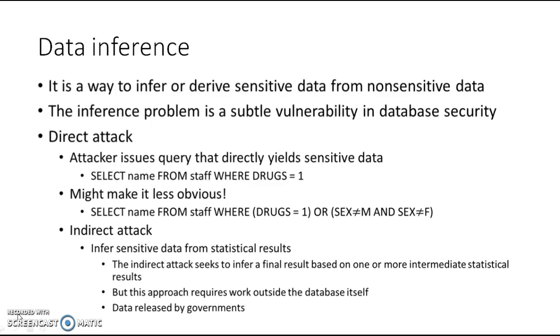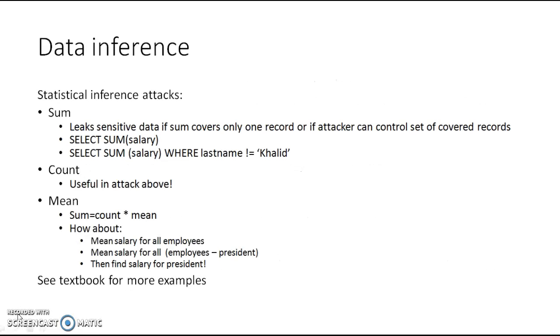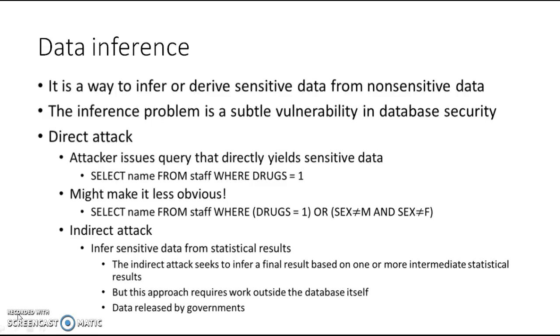Okay, so inference is just like going from known to unknown. In a short way I can say that data inference is just going from known to unknown. There are different kinds of attacks. One is called direct attacks, and the second one is indirect attacks, or attacks by some calculations.